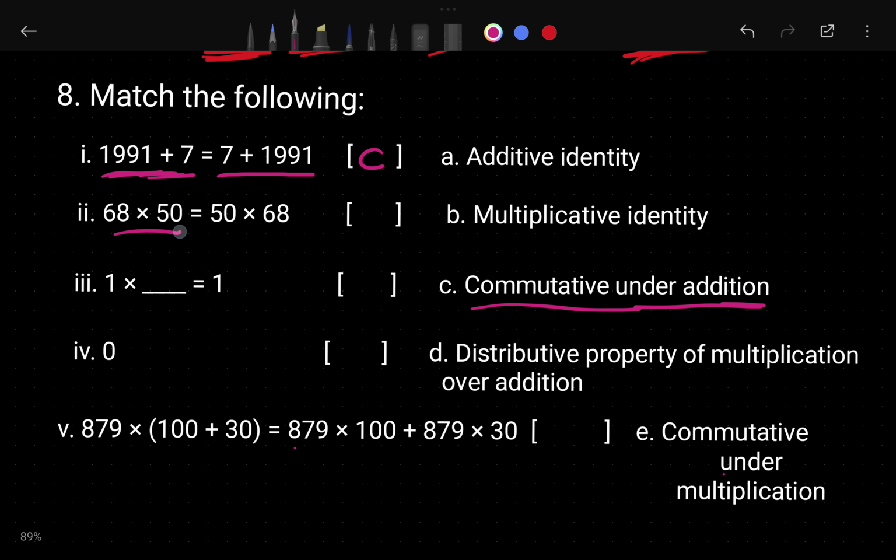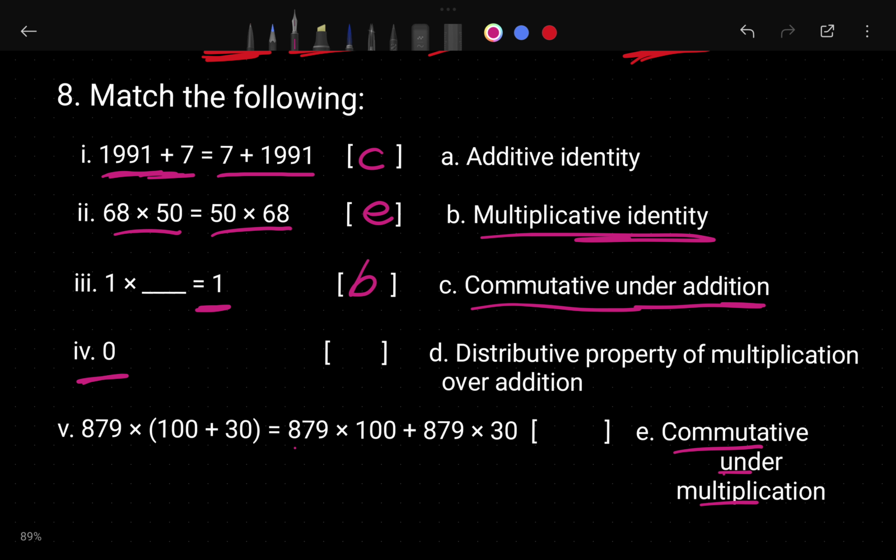This is 68 plus 50, here also 58 plus 68. So this is going to be commutative multiplication. Okay, so this is given commutative under multiplication. So this is going to be option E. This is 1 multiplied by some number, and the answer is 1 only. It means that it is multiplied by 1 only. So this is multiplication, but this is multiplicative identity. So here the answer is B.